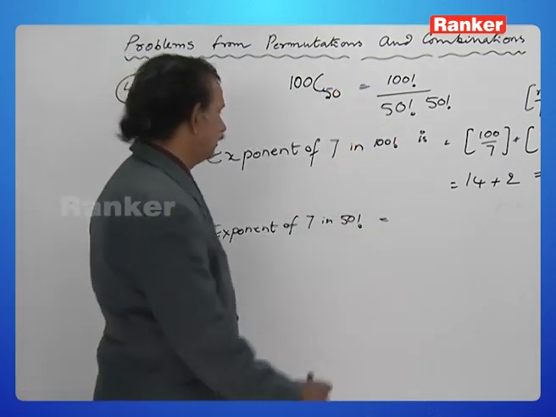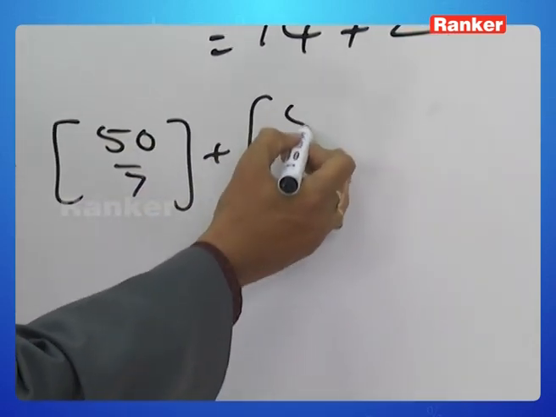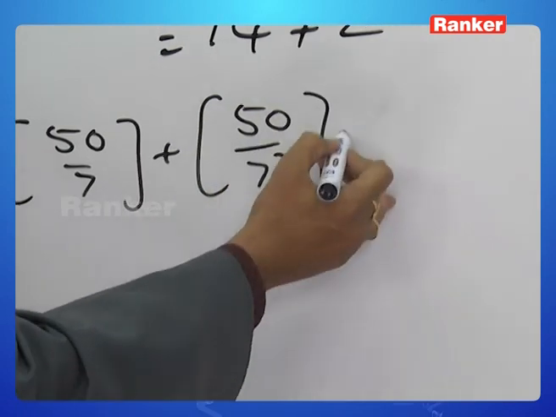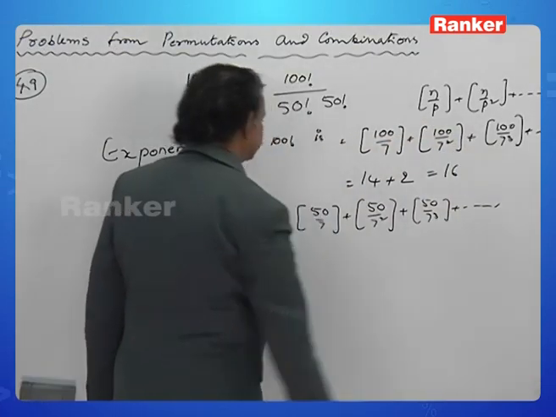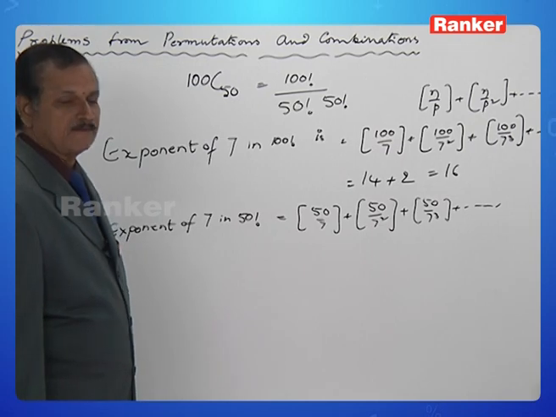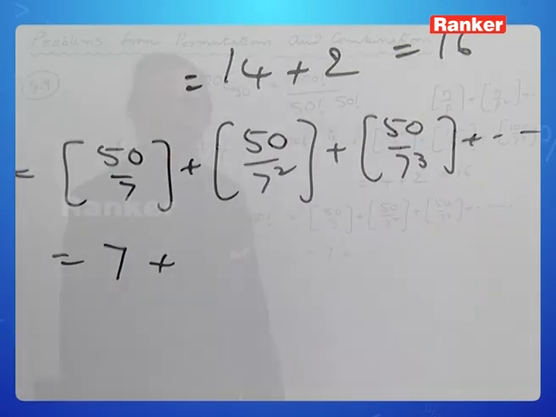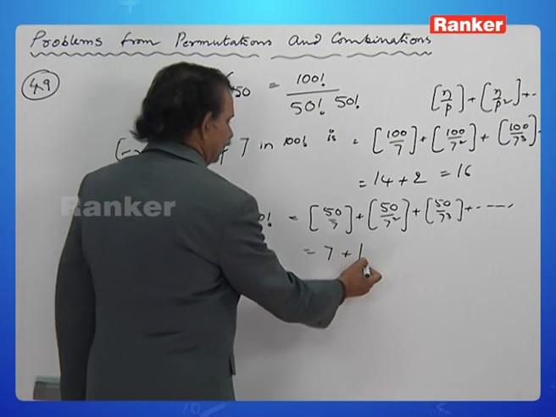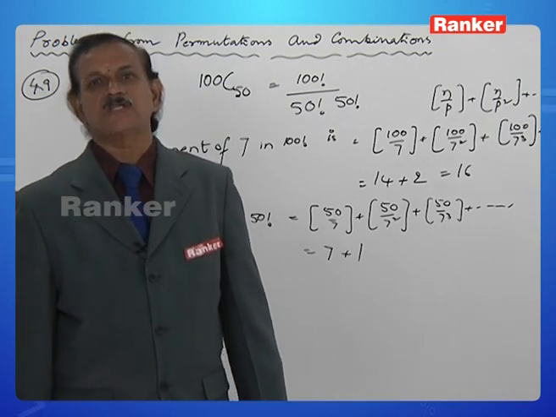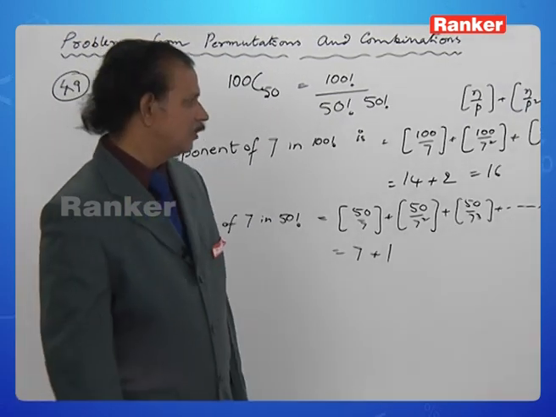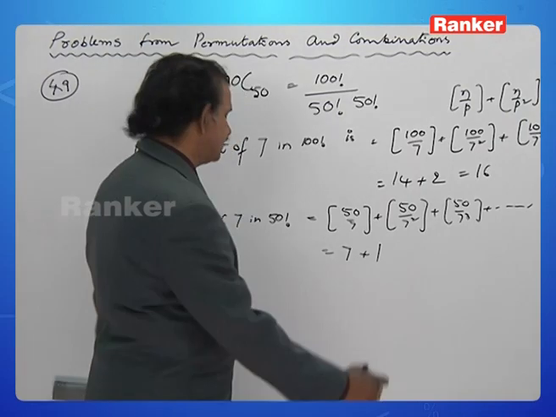Let us use the same thing. Integral part of 50 by 7 plus integral part of 50 by 7 square plus integral part of 50 by 7 cube and so on. 50 by 7 means 7 point something, hence its integral part is 7. 50 by 49 means 1 point something, its integral part is 1. 7 cube means 343. 50 by 343 is a fraction lying between 0 and 1, and its integral part is 0, and you will be getting 0 from there on. So you can stop the procedure here itself. So what is that? 8.